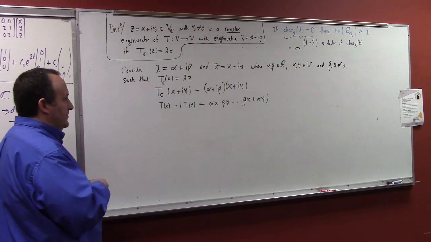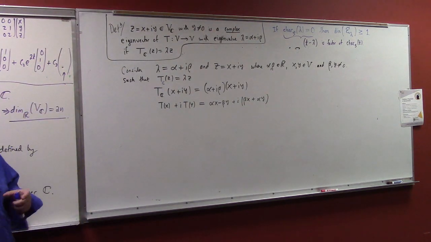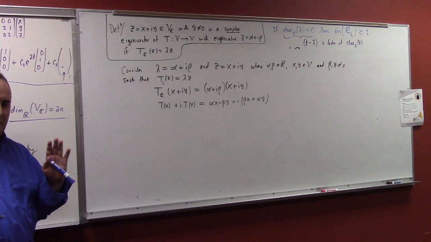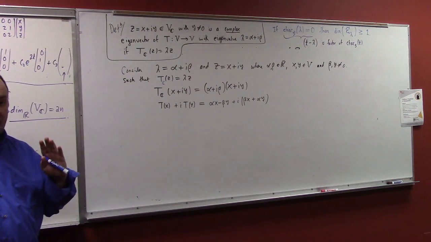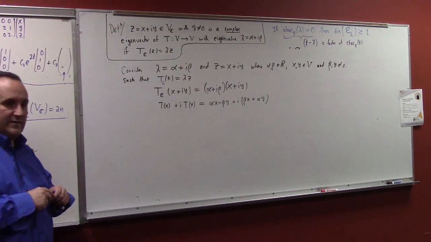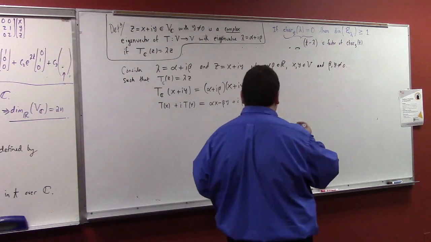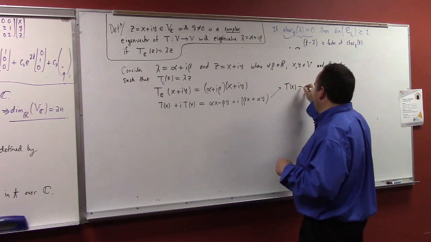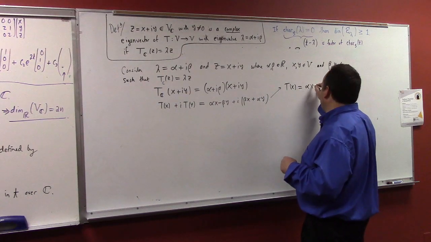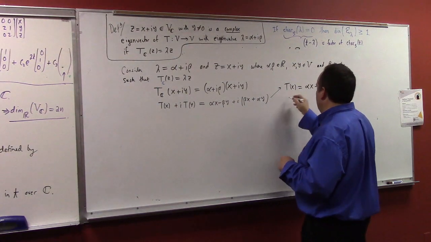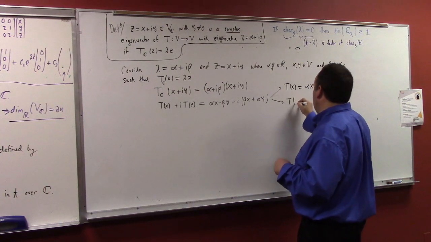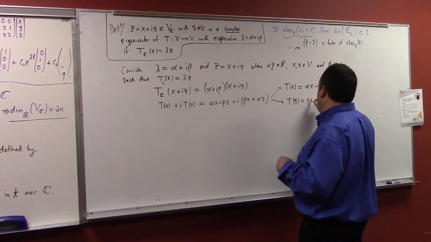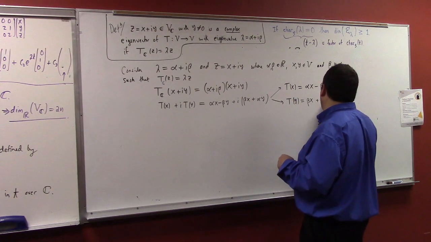Then what? Well, remember that this is just notation for Cartesian product. So the only way two pairs of vectors from V cross V can be equal is if their first and their second components are separately equal. So in other words, we can equate the real and imaginary components in the complexification. And that gives us T of x is equal to alpha x minus beta y. And it also gives us that T of y is equal to beta x plus alpha y.